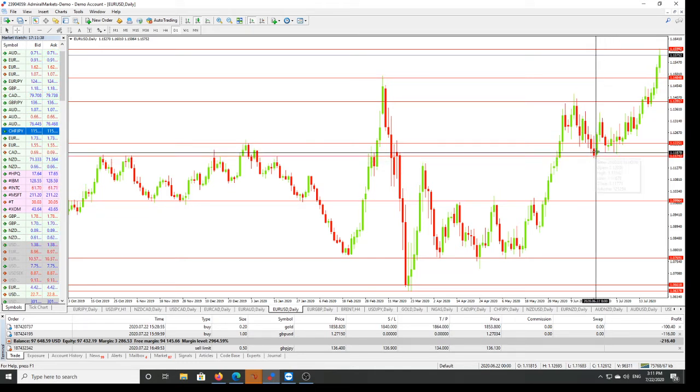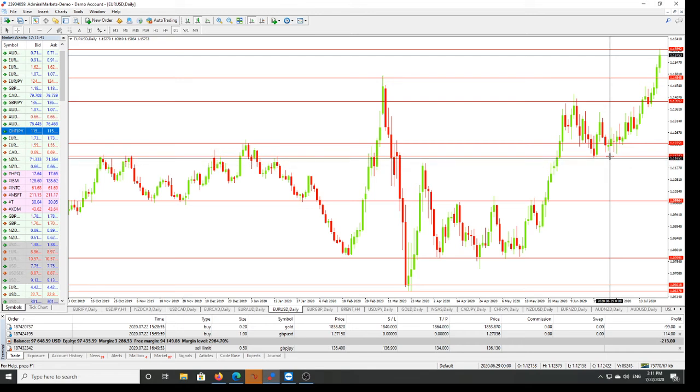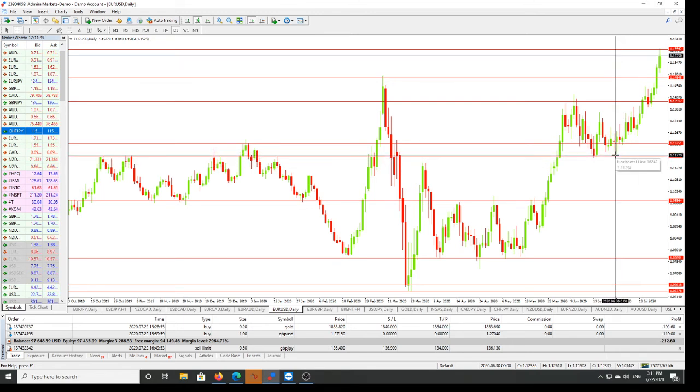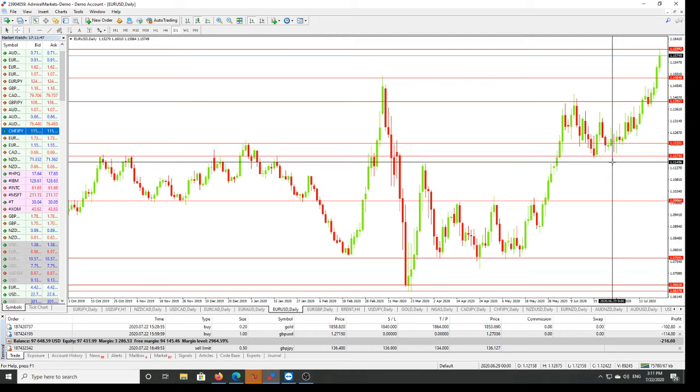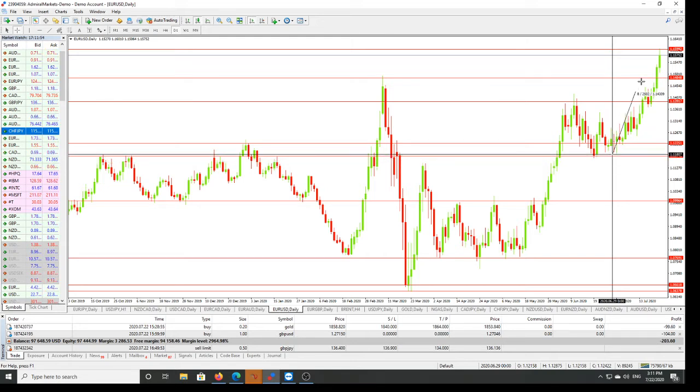And you have the 1, 2, you see, 3, 4. The price couldn't break through here, so I'm going to be a buyer here, and my stop loss is going to be somewhere here, a little bit tighter, and I'm going to ride this trade up.